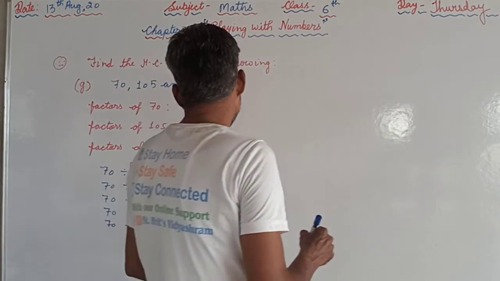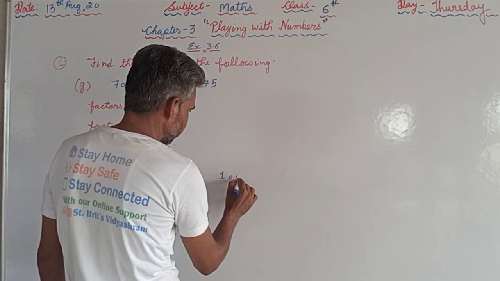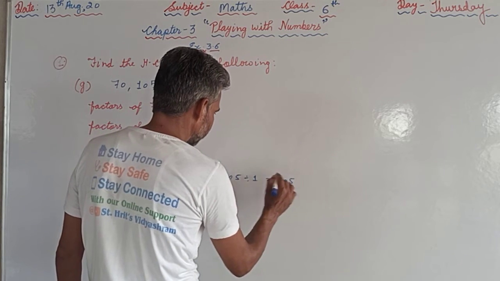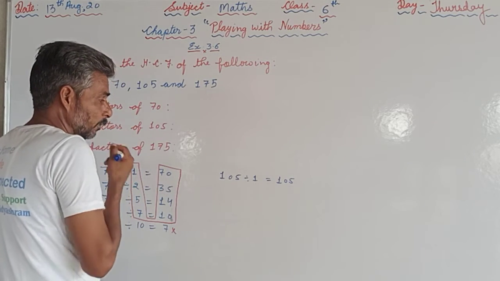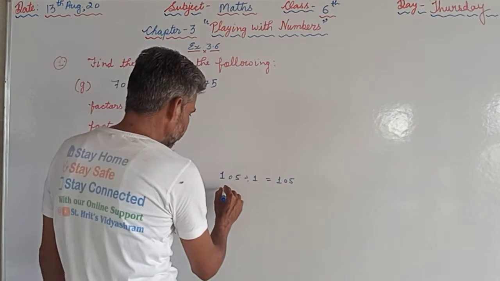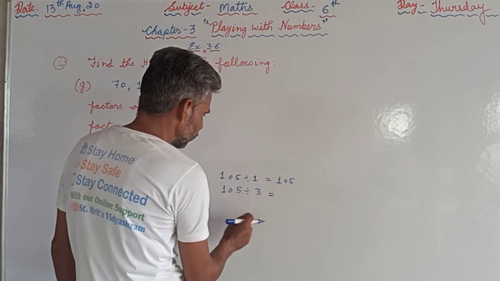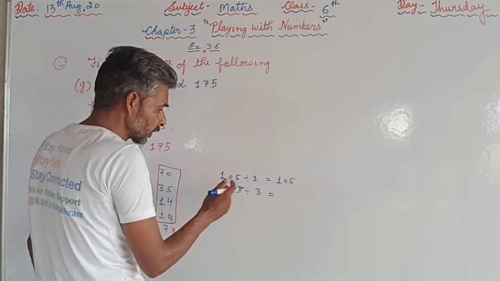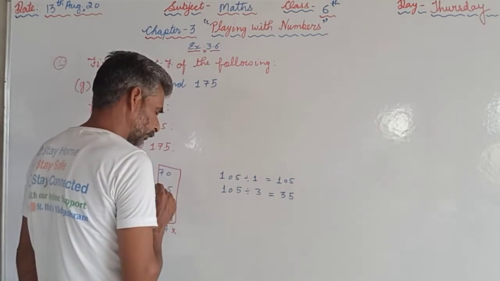At the same time, we will find the factors of 105. 105 divided by 1 is 105. 105 cannot be divisible by 2, so this will be divisible by 3. Why by 3? Because 5 plus 1 is 6, and 6 comes in the table of 3, that's why it is divisible by 3. 3 threes are 9, 3 fives are 15.